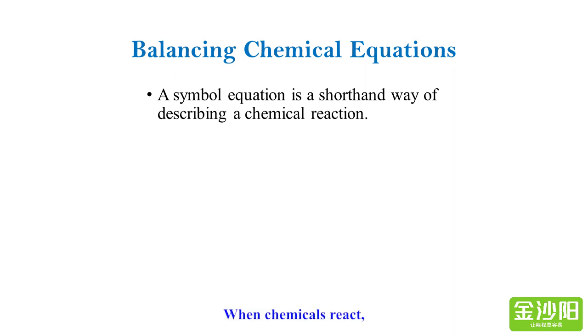When chemicals react, atoms cannot be either created or destroyed. So there must be the same number of each type of atom on the reactants side of a chemical equation as there are on the products side. A symbol equation is a shorthand way of describing a chemical reaction. It shows the number and type of the atoms in the reactants and the number and type of atoms in the products. If these are the same, we say the equation is balanced. Follow these examples to see how we balance an equation.